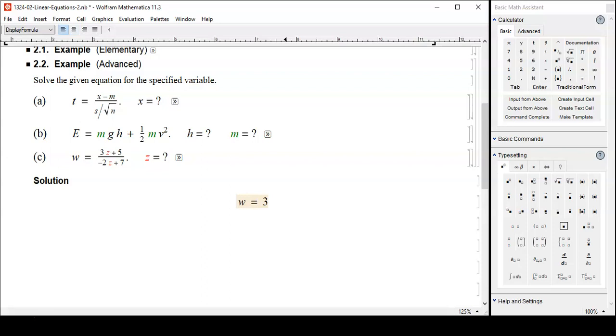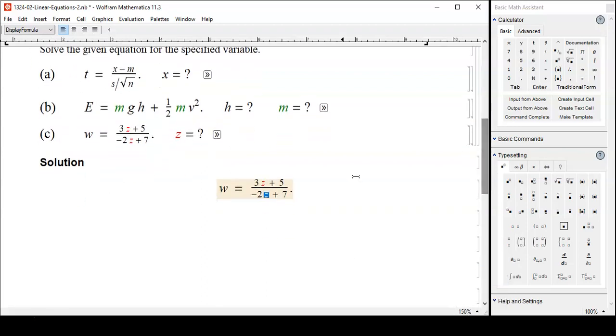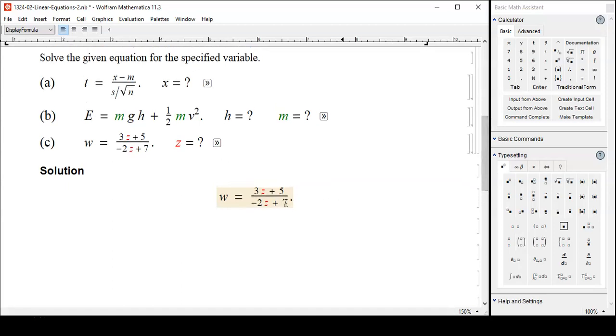w is equal to 3z plus 5 divided by negative 2z plus 7. Okay, and then I'm looking for z, in bigger font so that I can work out better in this fraction form. Okay, all right. What is step 1? Denominators. So let's remove the denominator. Multiply this thing out. So multiply negative 2z plus 7 to both left-hand side and right-hand side.